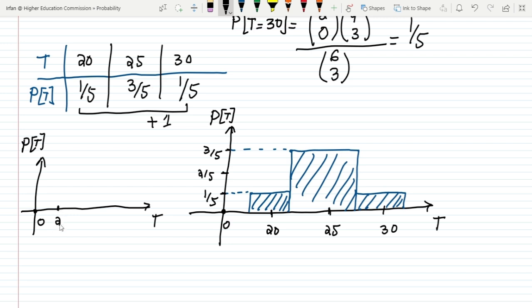So it is 20, it is 25, and it is 30. Here it will be like this, and also this here, and this one here as well. So this one is 3 by 5, and this one is 1 by 5. So these are the probability distributions. Both are the same, but here the width of the bar is lower as compared to this one.